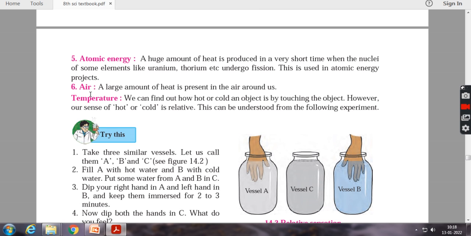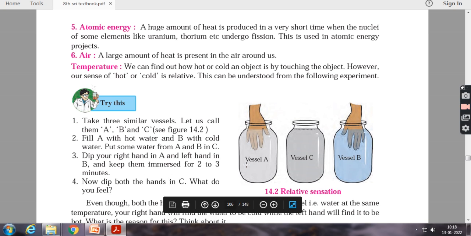Now the next thing is temperature. Don't get confused between heat and temperature; both are different things. Now see how we can justify what temperature is, or how we can say that an object is heated, cold or hot.